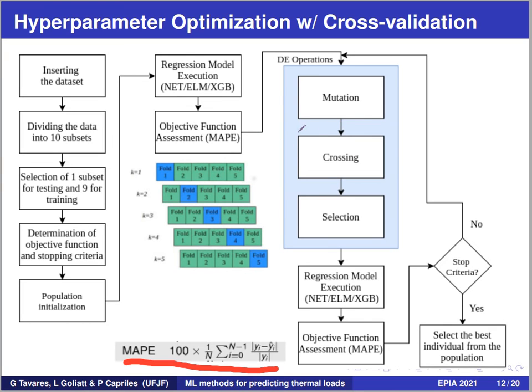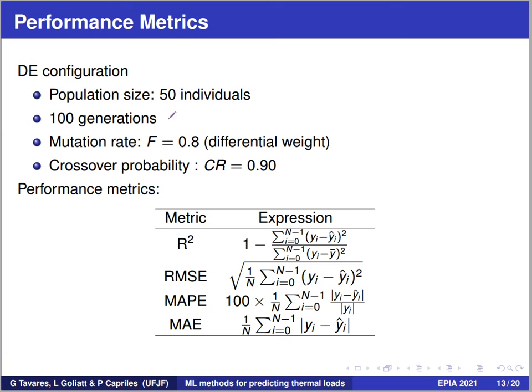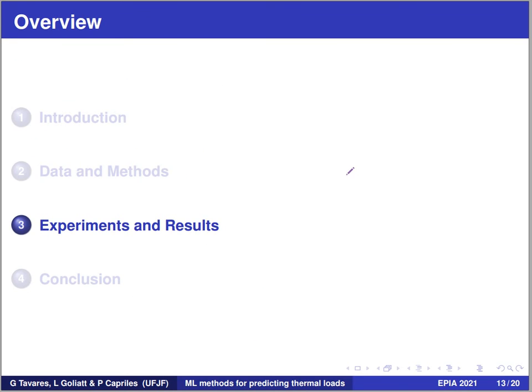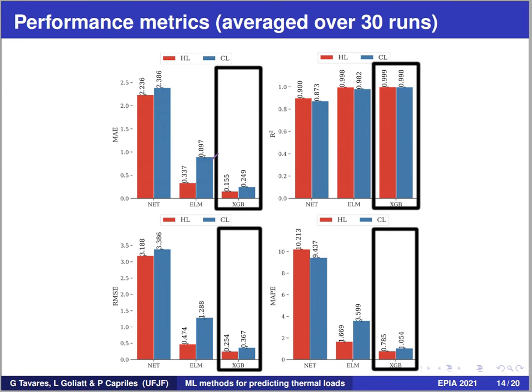Based on this framework, we have conducted some experiments. The differential evolution configuration: population size of 50 individuals, 100 generations, the mutation rate, and crossover probability. And here we have used 4 performance metrics in order to compare the results that are shown now. Here is the comparison of 4 metrics: mean absolute error, the coefficient of determination, root mean square error, and the mean absolute percentage error. From these bar plots, we can see that gradient boosting outperformed the extreme learning machine and the ElasticNet models.